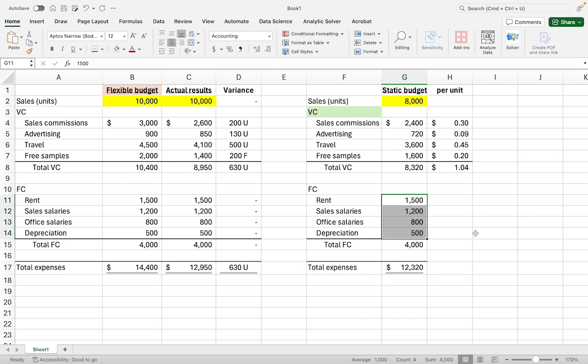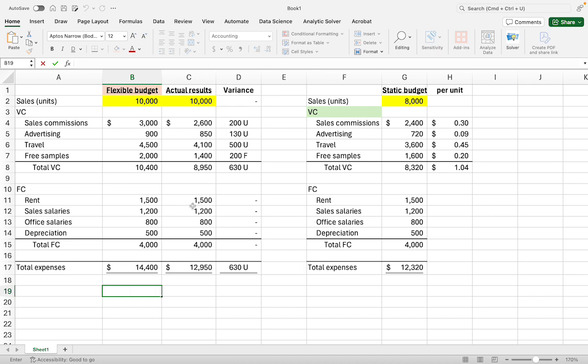Rent's $1,500. It doesn't matter if we sell 8,000 units, 10,000 units, 4,000 units, 15,000 units. It doesn't matter. It's $1,500 because it's fixed. Now we have apples to apples. Now I have a budget based on 10,000 units sold, and the actual results are based on 10,000 units sold. So now I can compare the cost with a higher level of quality analysis because I have the sales units identical.